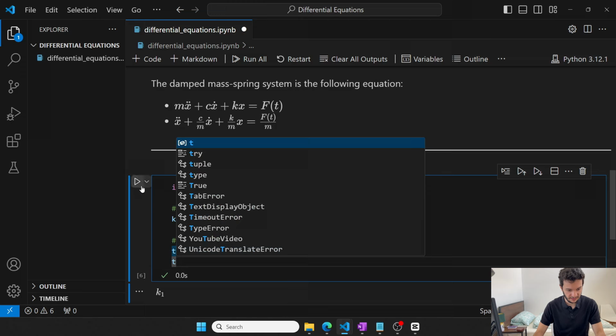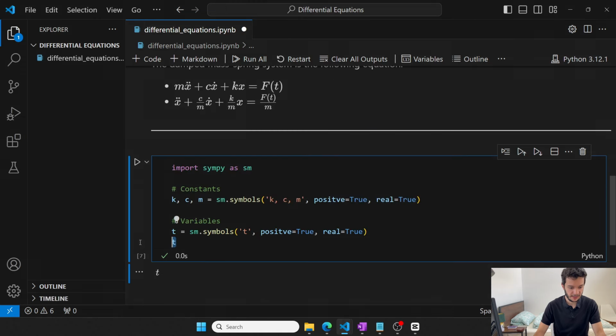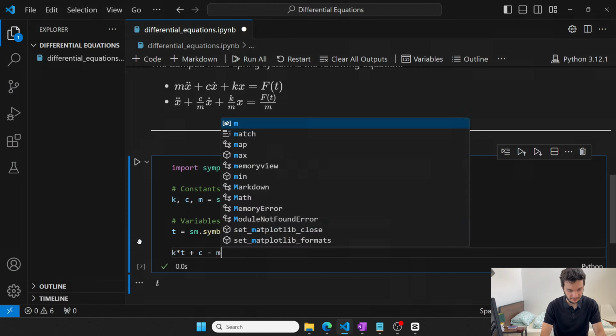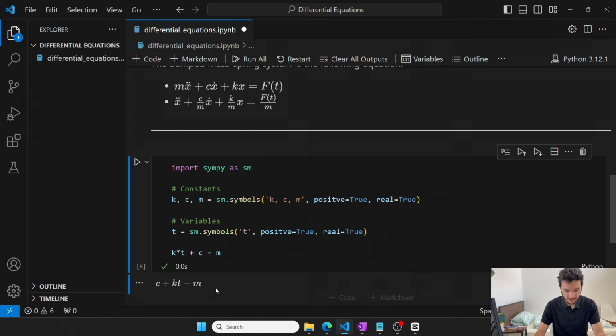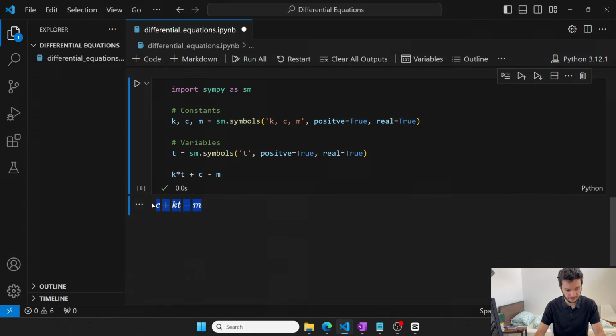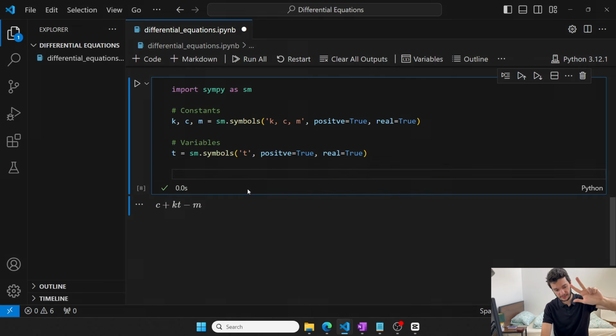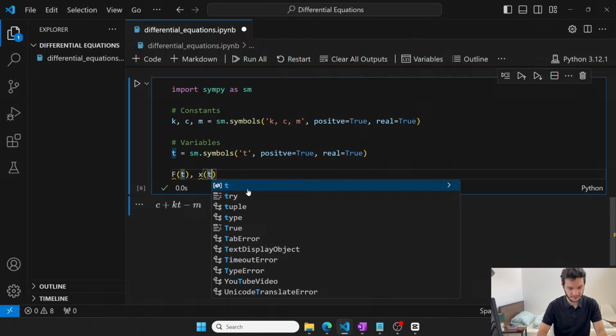Here, if I type in t, we have our variables. I can go ahead and type in, for example, k times t plus c minus m. This means nothing, but I can do it, which will be our equation. Okay, so now we have the constants, we have the variables, we need now our functions, since f of t is a function of t, and x is a function of t.